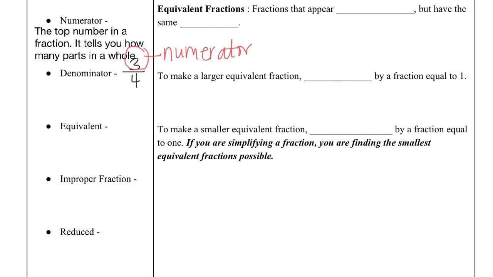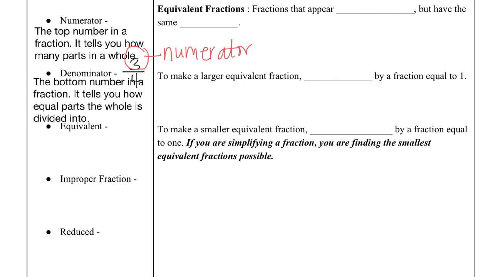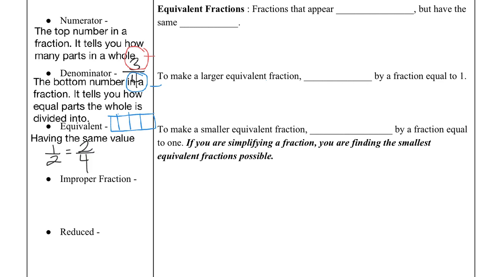The denominator is the bottom number in a fraction. It tells you how many equal parts the whole is being divided into. So for example, in our fraction 3/4, the denominator is 4, and that's indicating that the whole is divided into 4 equal parts. Equivalent means having the same value or amount, even if they look different. So for instance, 1/2 is equivalent to 2/4 because they both represent the same part of a whole.